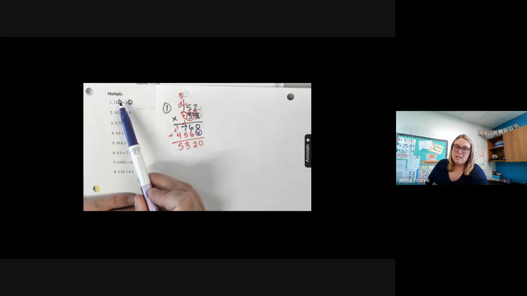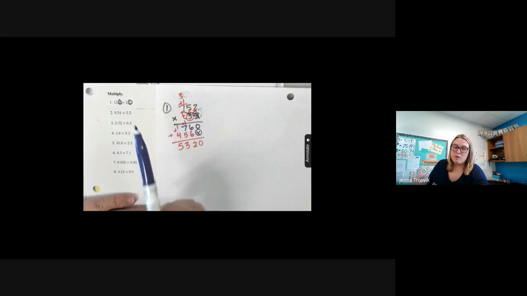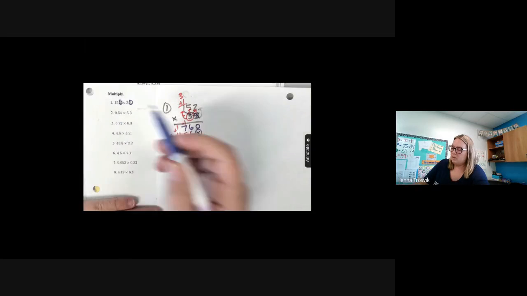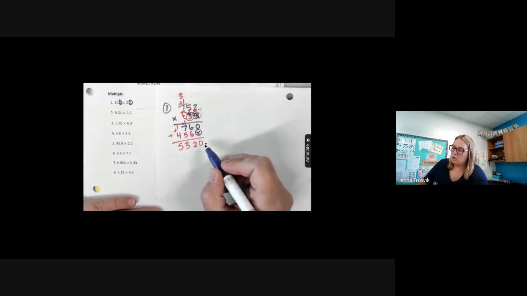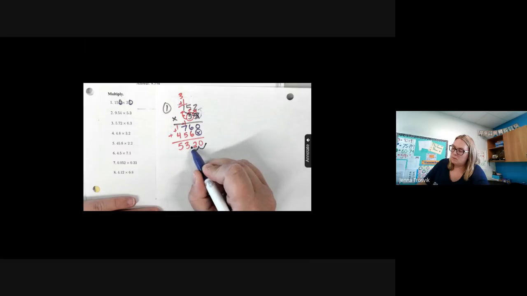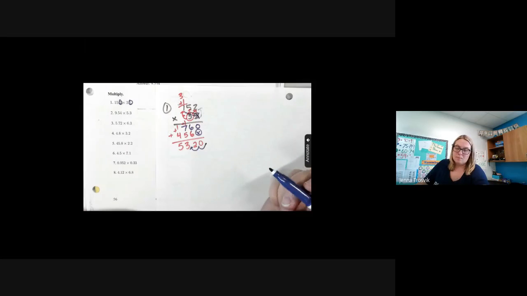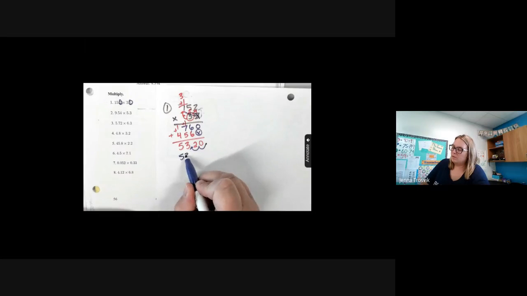So I had 1 here and I had 1 here, which is a total of 2. So once I get those 2 numbers, I'm going to know that I have to go 2 hops to place my decimal. So that would leave me with an answer of 53.20.